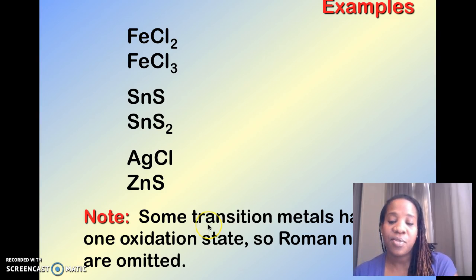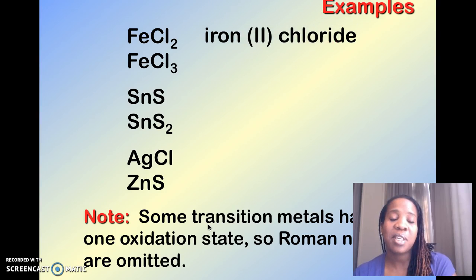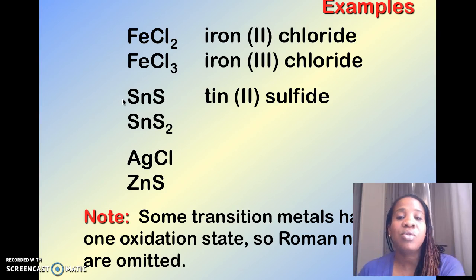If you said this first one is iron 2 chloride, you're right. What about the next one? Iron 3 chloride, exactly. What about this one? Sn stands for tin. Sulfur is in group 16, so that has a charge of -2. So what must be the charge of tin? If you said tin has to be +2, you are right. This is tin 2 sulfide.